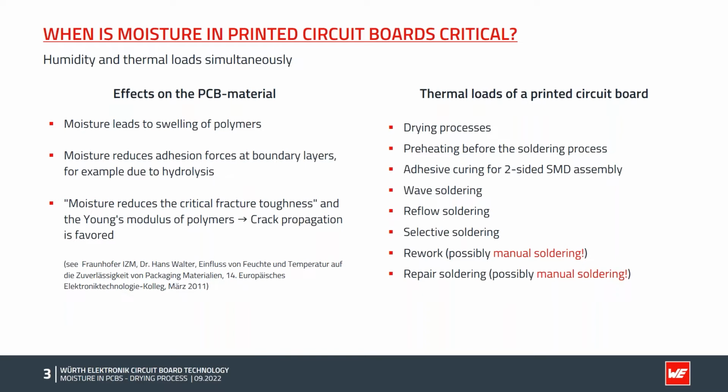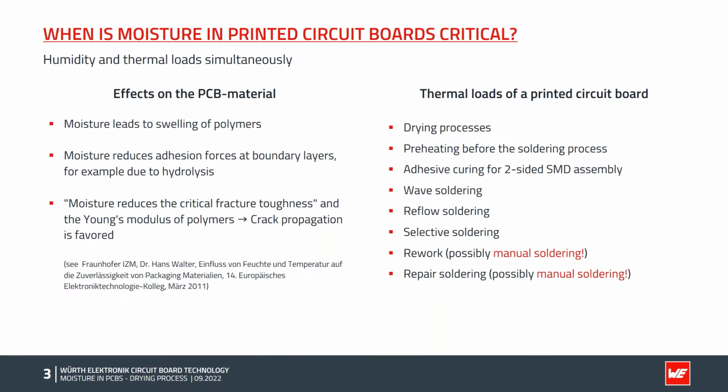And the effects of humidity on the PCB material are swelling on the one hand. So mostly all polymers are swelling if they are loaded with moisture. And moisture, on the other hand, could reduce adhesion forces at boundary layers. So boundary layers are the contact area between different materials, for example, flexible materials, gluing materials, copper material. And this is due to, for example, hydrolysis. So the adhesion forces are reduced. And in combination with swelling, that's not that fine.